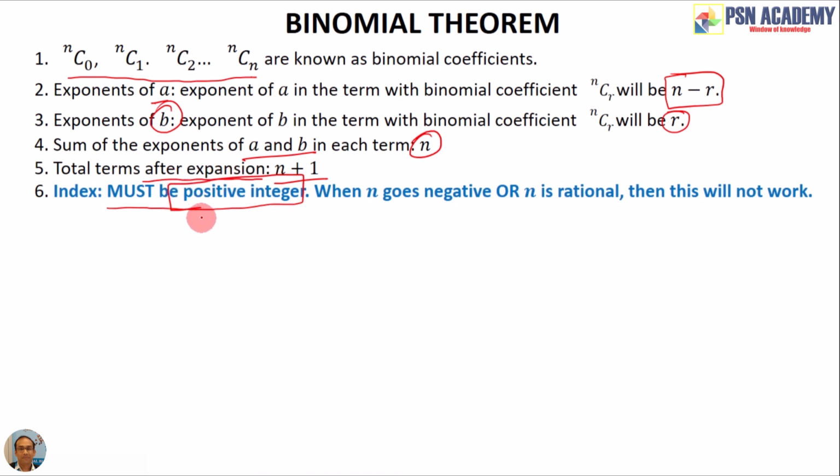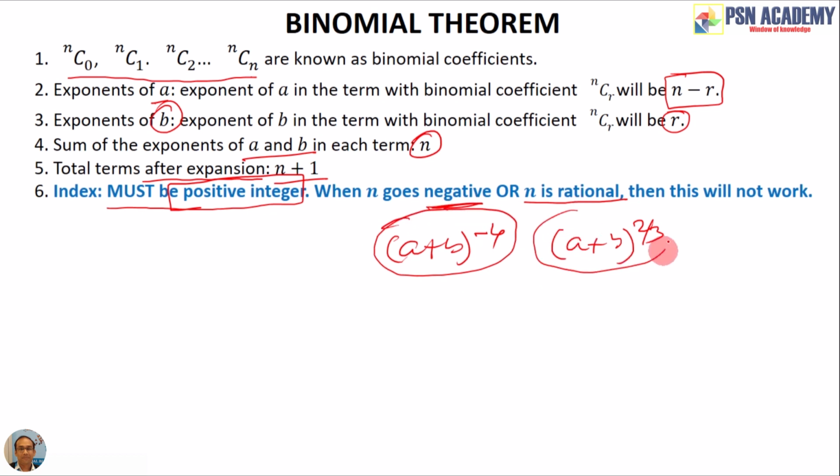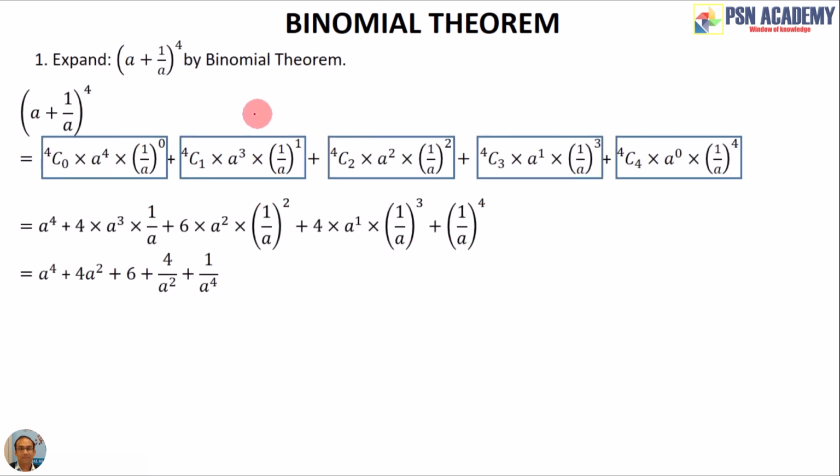Now this one you must be very careful about. This n is a positive integer, okay? This formula applies only with positive integers, and if n is negative, say a plus b raised to minus 4, or n is rational, that means a plus b raised to 2 by 3, then this machine will fail. So there is another technique we can use to handle this kind of naughty thing. Before learning that technique, let us do some examples of what we have learned so far.